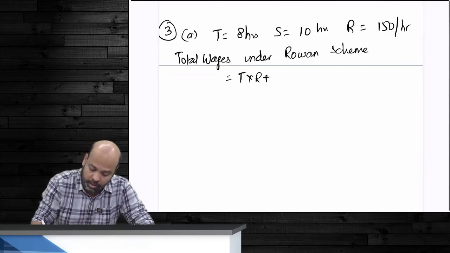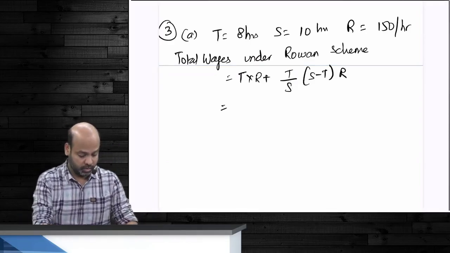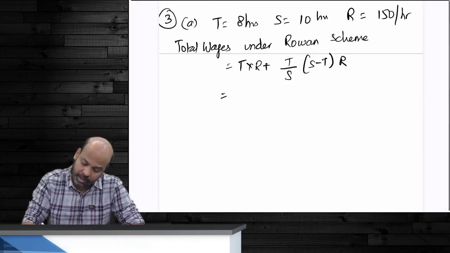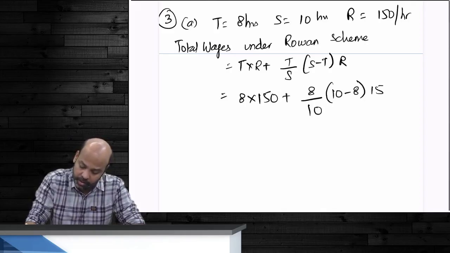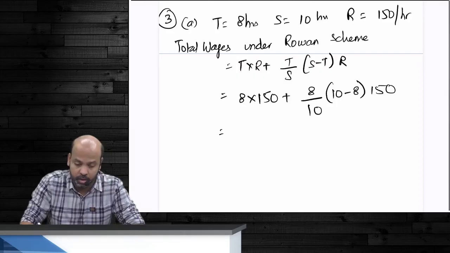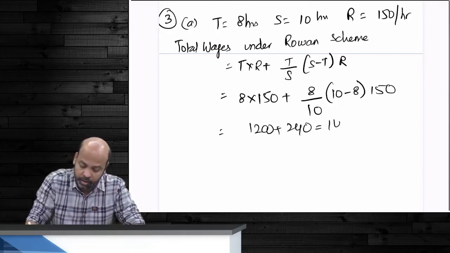T into R plus T by S into time saved into rate per hour. Time taken is 8 multiplied by 150 plus 8 by 10 into 10 minus 8 multiplied by 150, which is 1200 plus 240, that is 1440. Can you tell me the effective wage rate per hour?